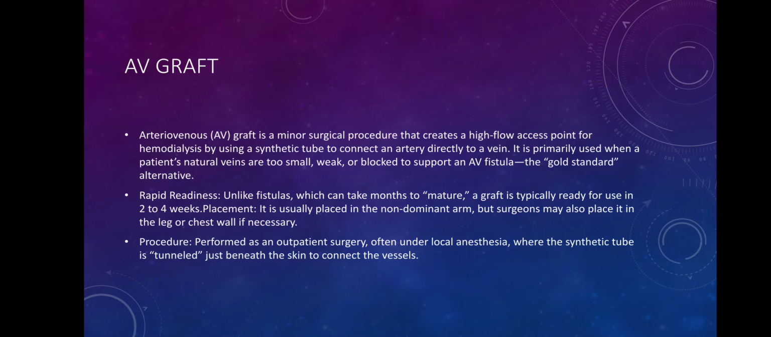The rapid advantage: unlike fistulas, which can take months to mature, a graft is typically ready to use 2 to 4 weeks after placement. It is usually placed in the non-dominant arm, but surgeons may also place it in the leg or chest wall if necessary. The AV graft procedure is performed as an outpatient surgery, often under local anesthesia, where the synthetic tube is tunneled just under the skin to connect the vessels.